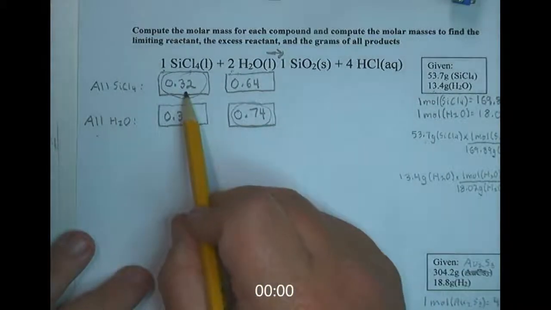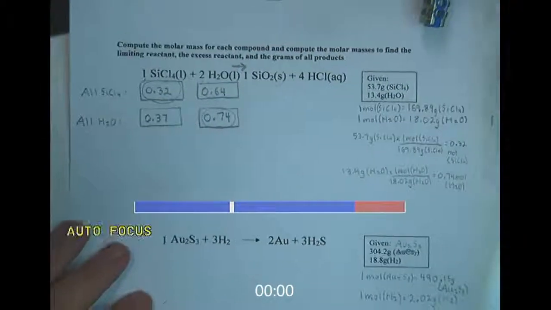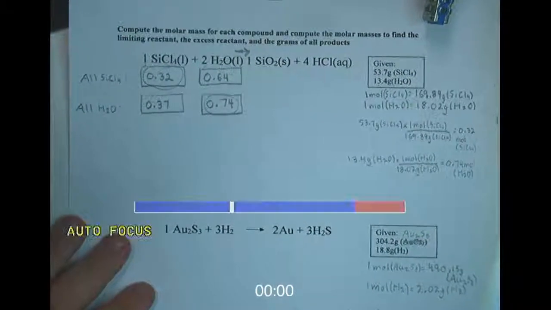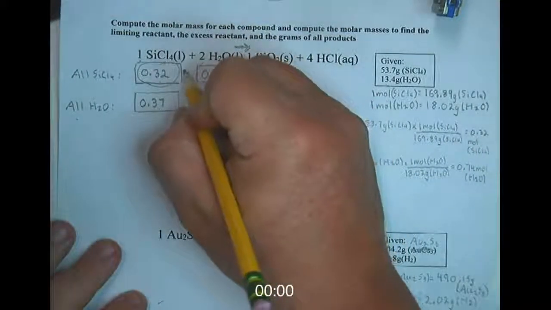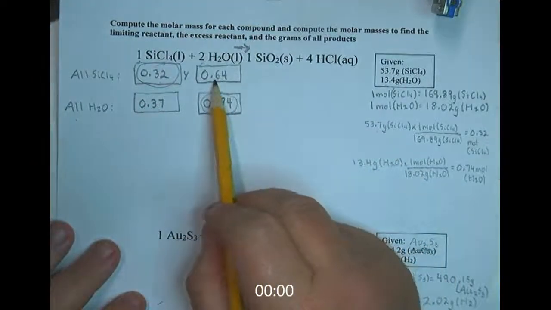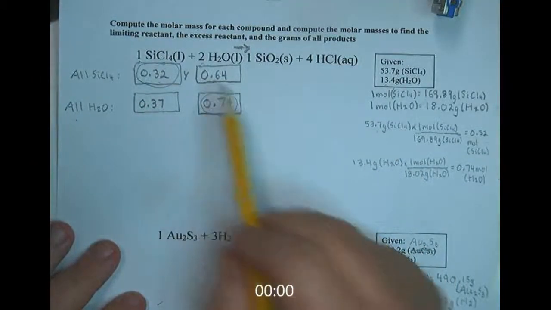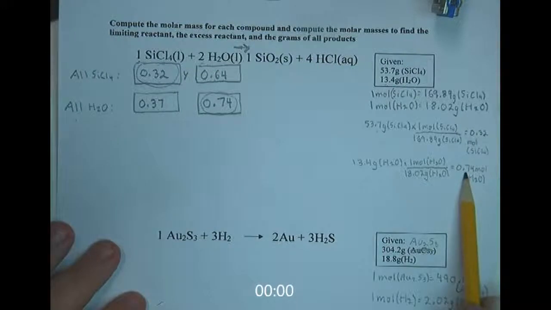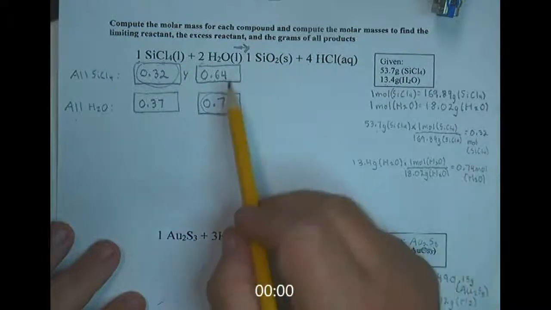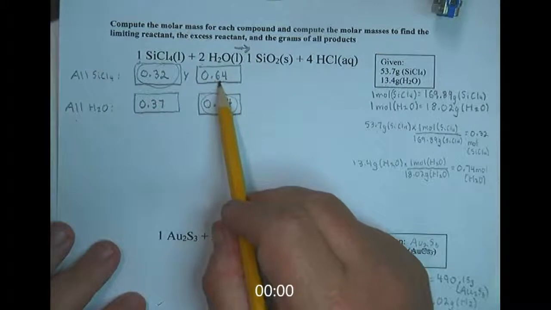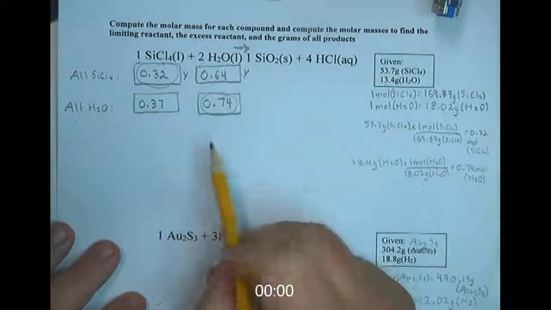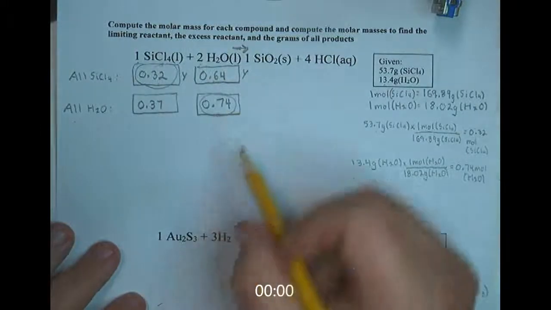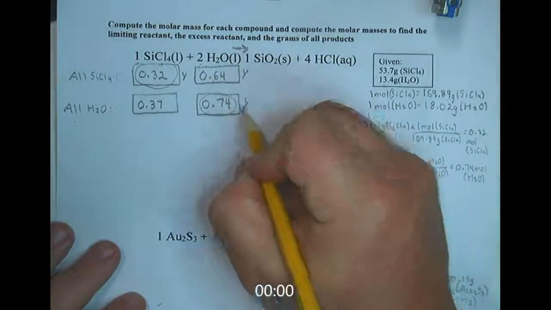Okay, now we go around and we do our yes and no. Do we have at least 0.32? Yes, that's what we were given over here. So that's a yes. Okay, do we have 0.64 moles of water? And the answer is yes, we have 0.74 moles of water. We were actually given that much, so we do have at least that much. We have more than that much, in other words. So that's a yes. Next, do we have 0.74 moles of water? We just answered that, yes.